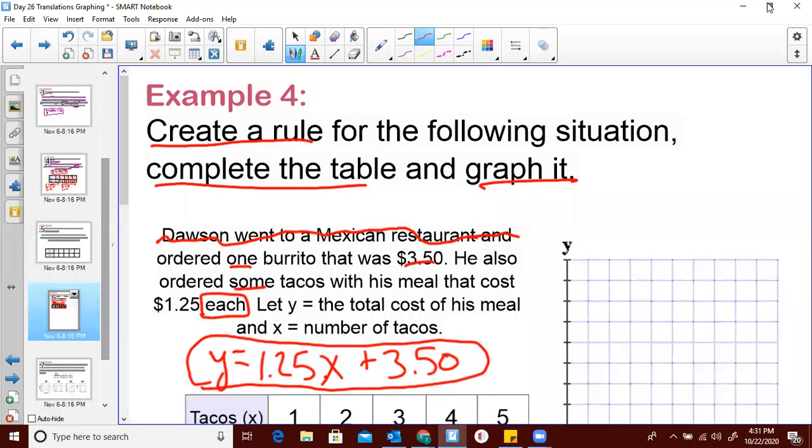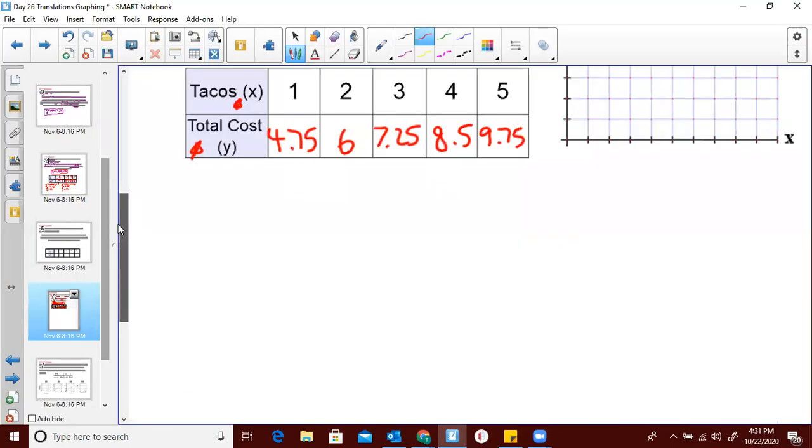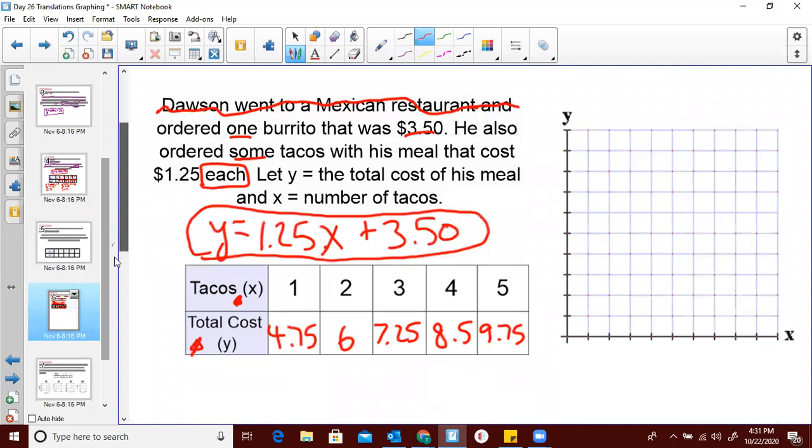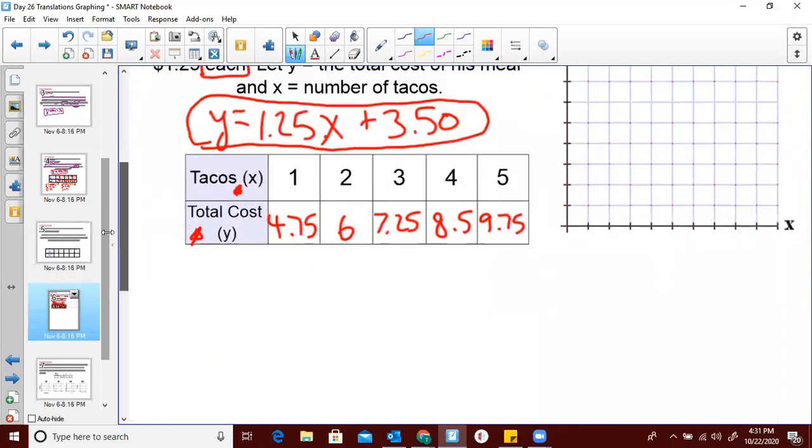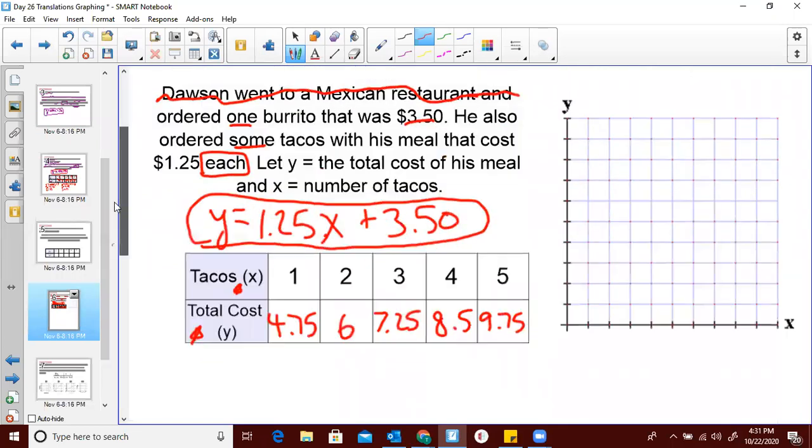So we have our data, right? We've created a linear function. We've filled out our table. Now we have time to graph. So we know that tacos is going to be the x-axis, and we know that total cost is going to be the y-axis.